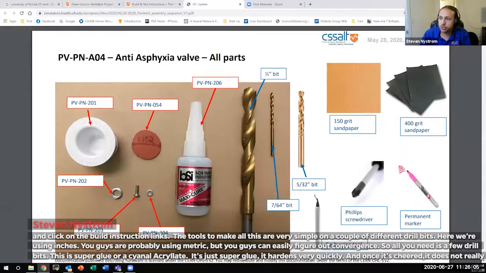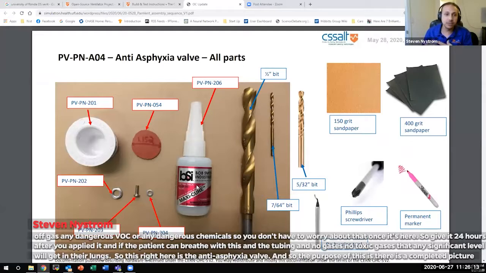This is super glue, or cyanoacrylate. It hardens very quickly, and once it's cured, it does not really off-gas any dangerous VOCs or any dangerous chemicals, so you don't have to worry about that once it's cured. Give it 24 hours after you apply it. Then the patient can breathe with this in the tubing, and no toxic gases at any significant level will get into their lungs.